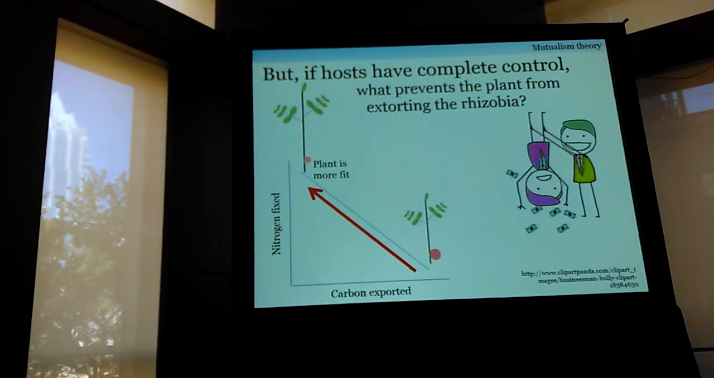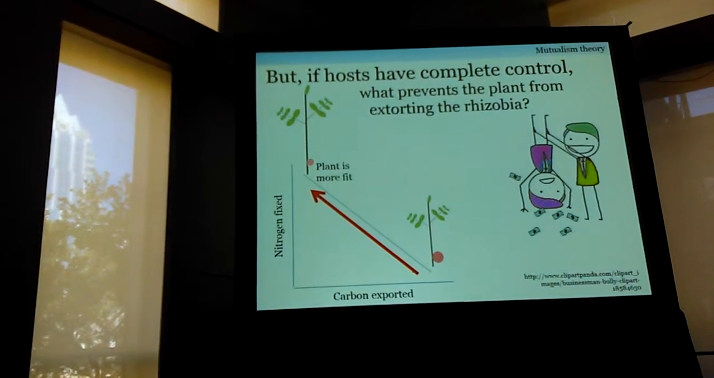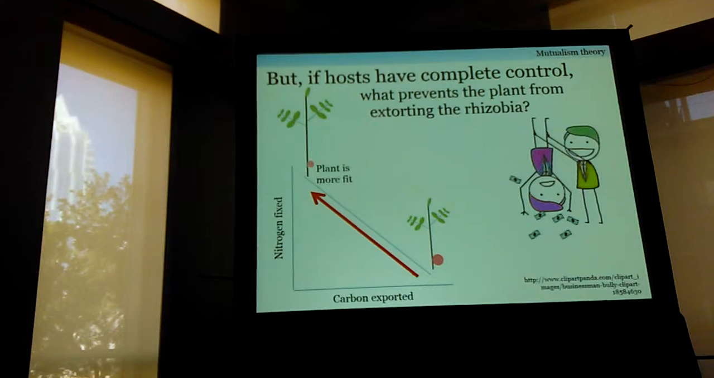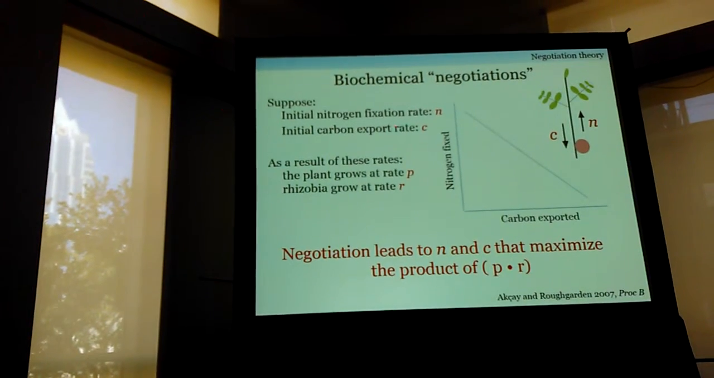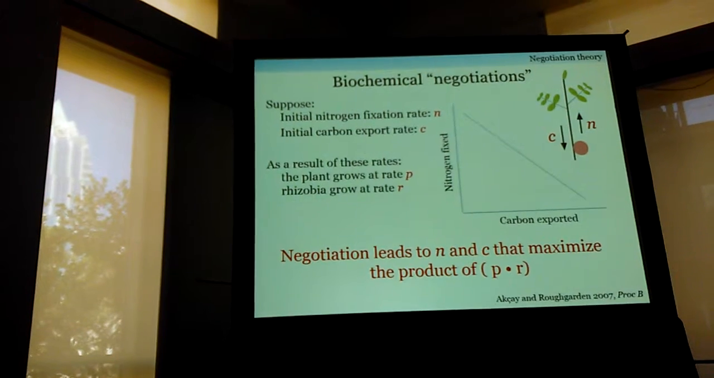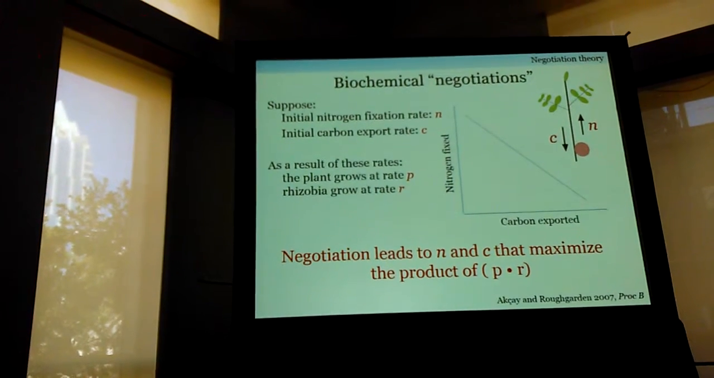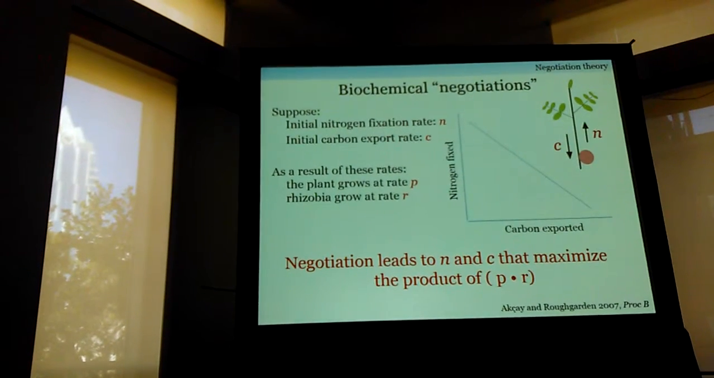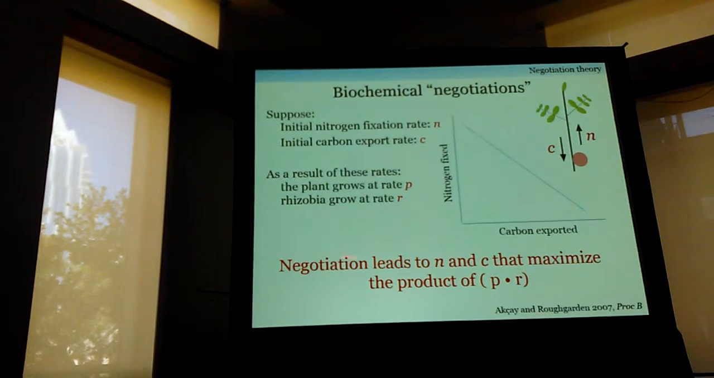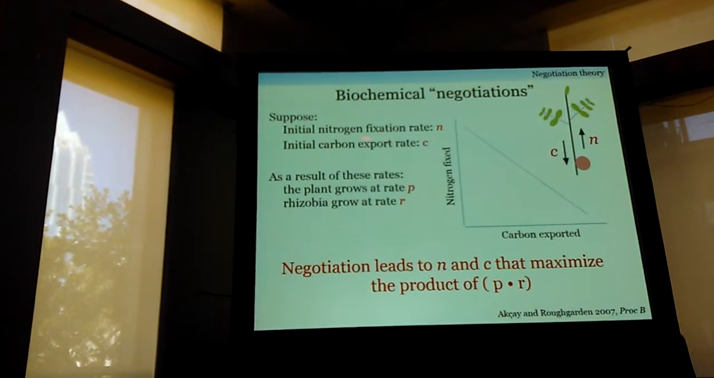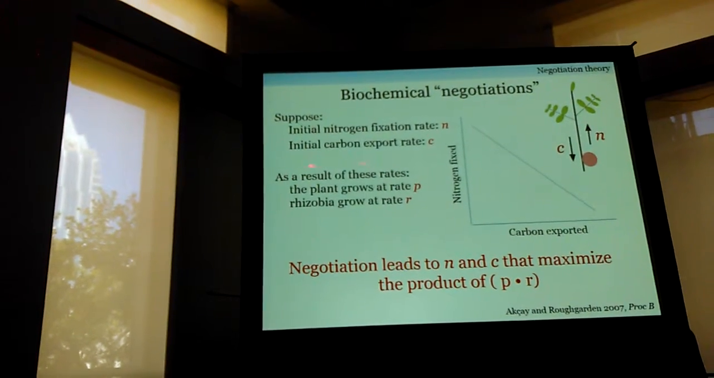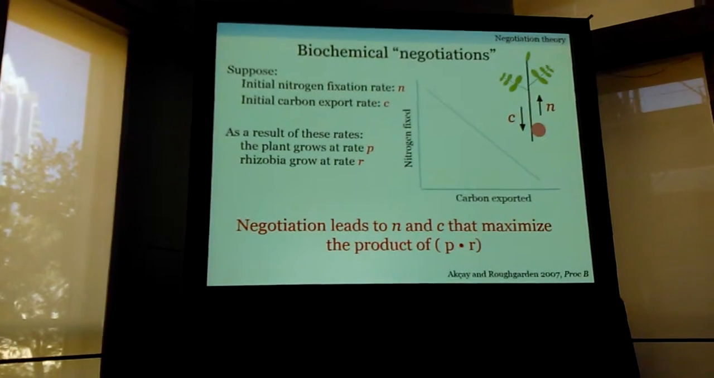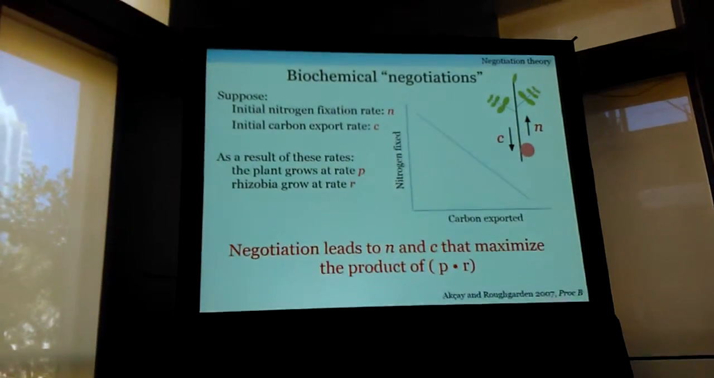And so to start to try to resolve that question, Errol Akçay, who's my collaborator, along with his thesis advisor, Joan Roughgarden, developed a model, a negotiation model, which assumes that there are biochemical negotiations within the nodule, between a plant and a single nodule. And this model predicts that it will lead to a particular rate of nitrogen export into the plant and an initial carbon, and then a carbon export rate, and that these two carbon export rates will maximize the product of the fitness of these two systems.